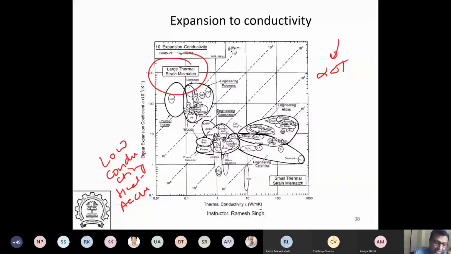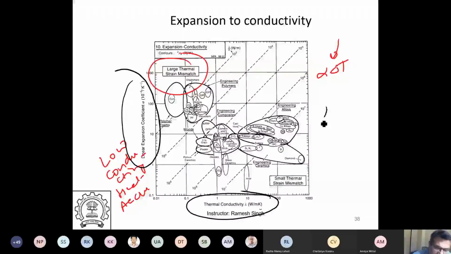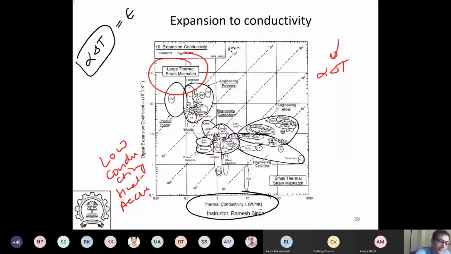And then there is another very important concept, the coefficient of thermal expansion and thermal conductivity. You have alpha, which is coefficient of thermal expansion, and lambda, which is thermal conductivity. Now what happens here is, if there is low thermal conductivity, this is basically alpha delta T, your thermal strain. Thermal strain is alpha delta T.